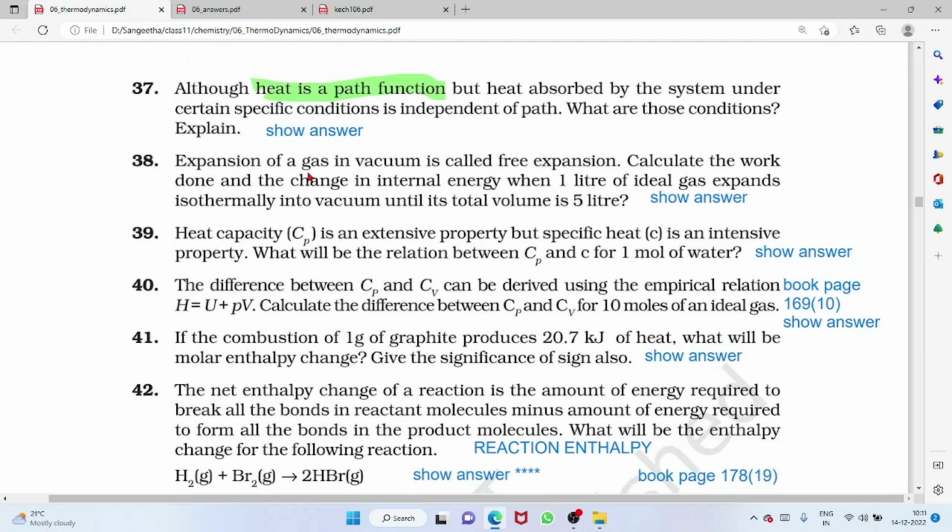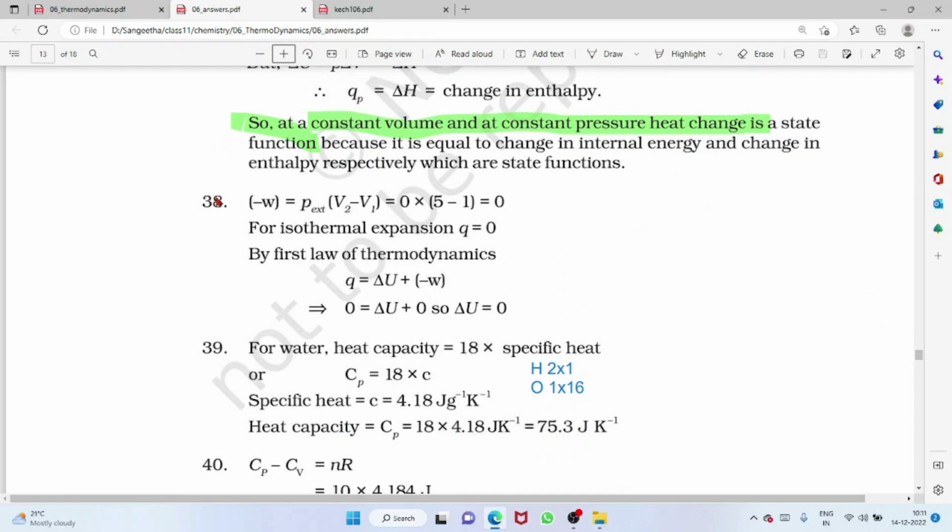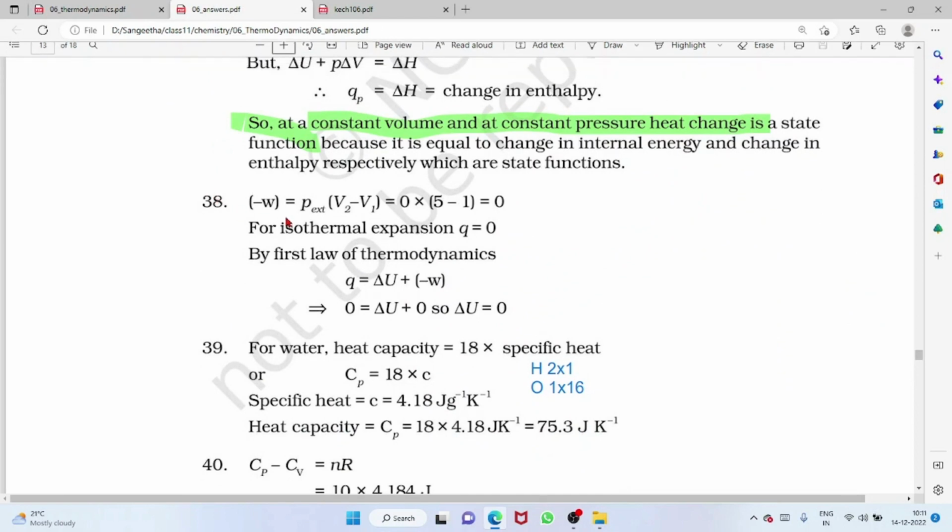The expansion of a gas in vacuum is called free expansion, that is, work done is zero. Calculate the work done and change in internal energy when 1 liter of the ideal gas expands isothermally, that means at constant temperature, into a vacuum until its volume becomes 5 liters. Question 38. So V external, volume final minus initial. Because this is free expansion, the pressure is zero. So Q equal to zero, then the internal energy change will be zero.